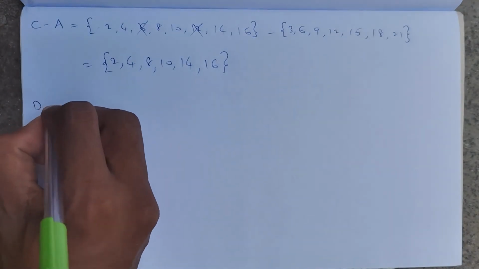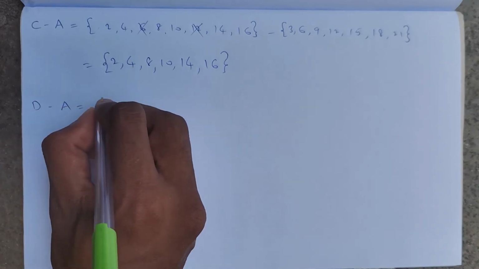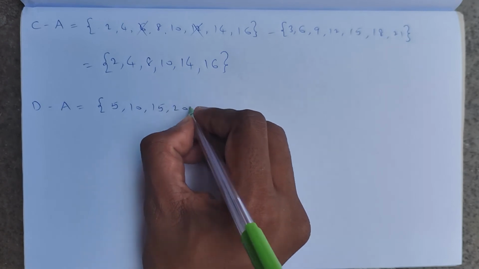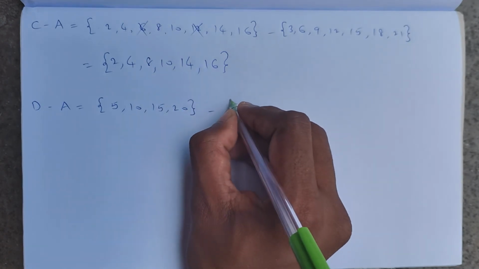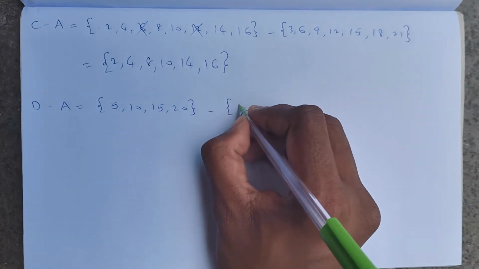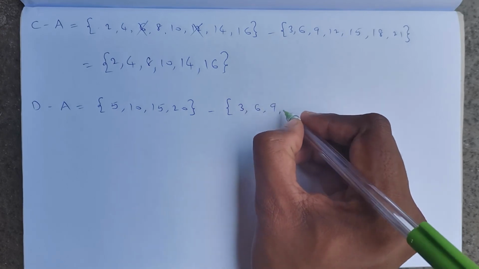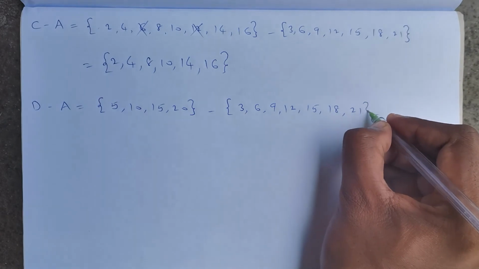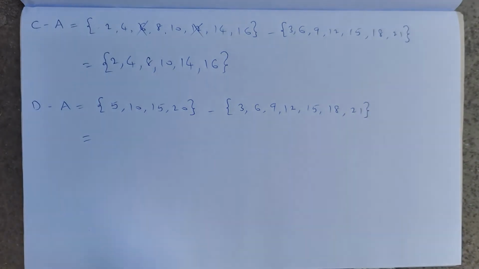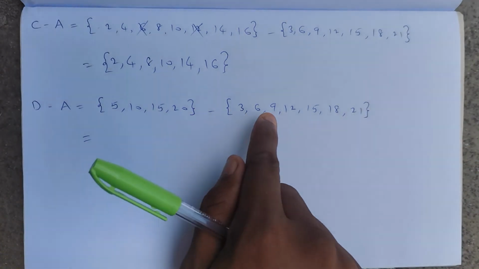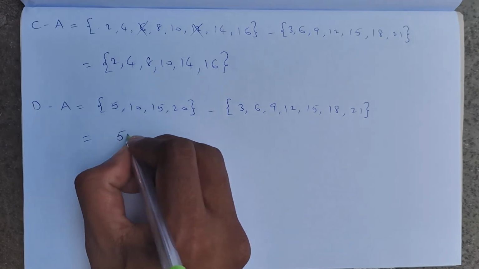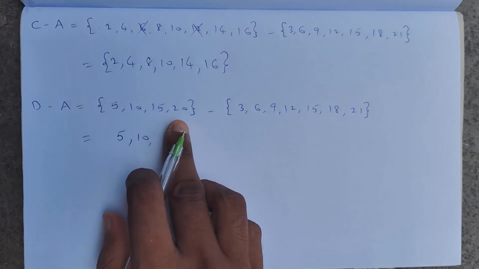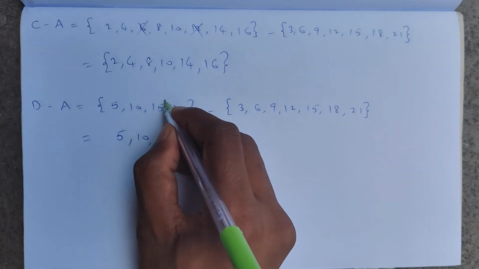Next question is find D minus A. Set D has elements 5, 10, 15, 20, minus set A, which has 3, 6, 9, 12, 15, 18 till 21. Now if you observe D minus A, here 5 is there, here 5 is not there, so write 5. Here 10 is not there, so write 10. Here 15 is there, here also 15 is there, so remove that 15.